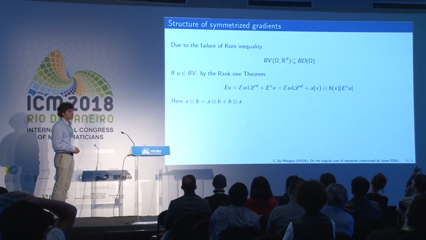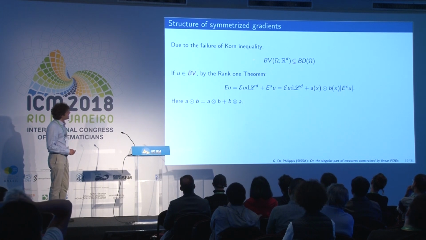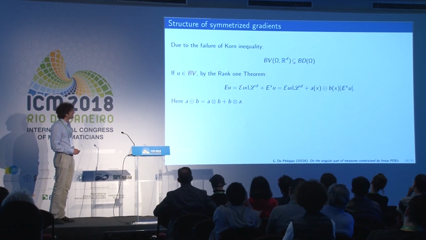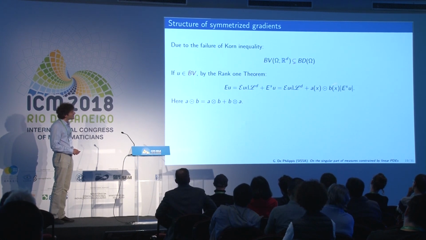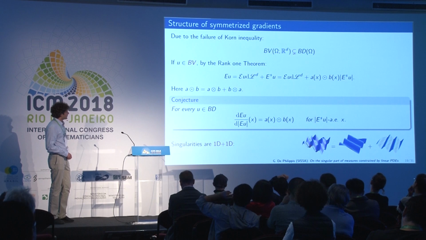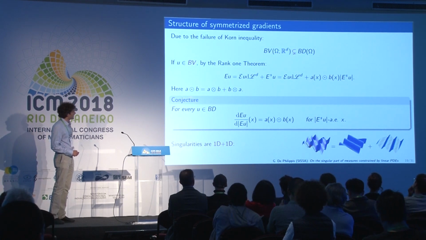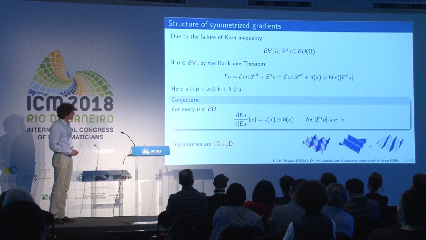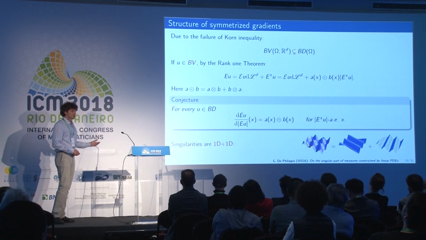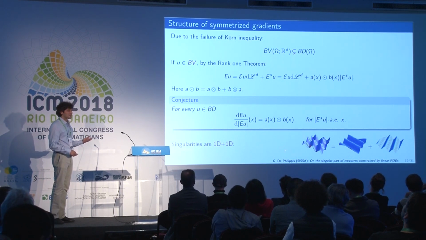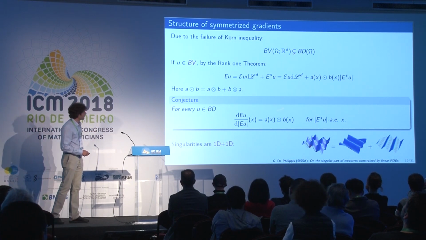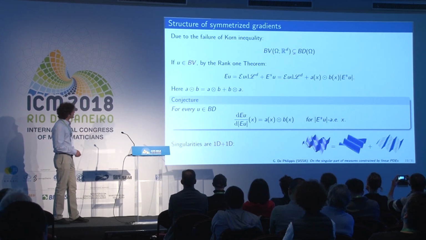This is due to the failure of Korn's inequality. Now, if you take a function which turns out not just to be in BD but also in BV, because of Alberti's rank 1 structure, you see that there is a very particular structure of its singular part. So it's quite natural to conjecture, and this conjecture has been around for a while, that this structure of the singular part should be true always for all BD functions. And this is somehow telling you that singularities should be the sum of two one-dimensional singularities. Okay?